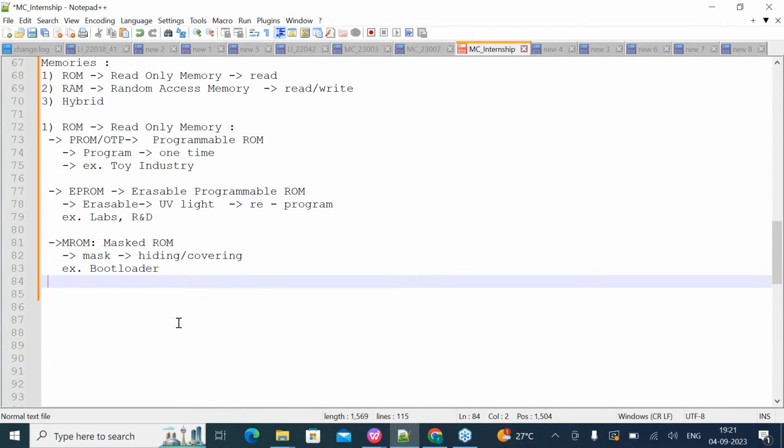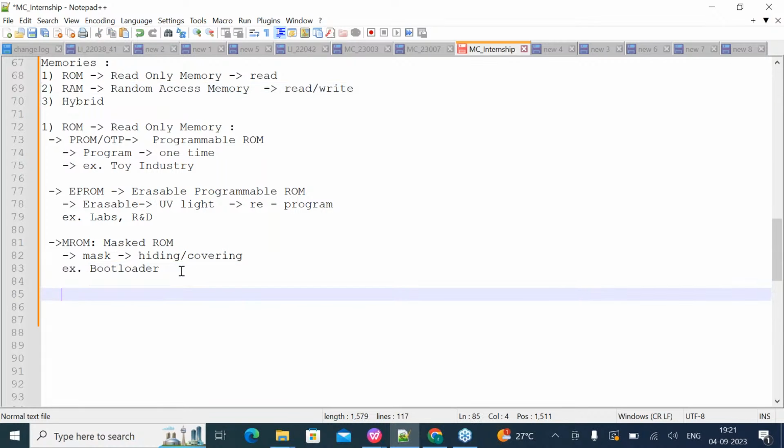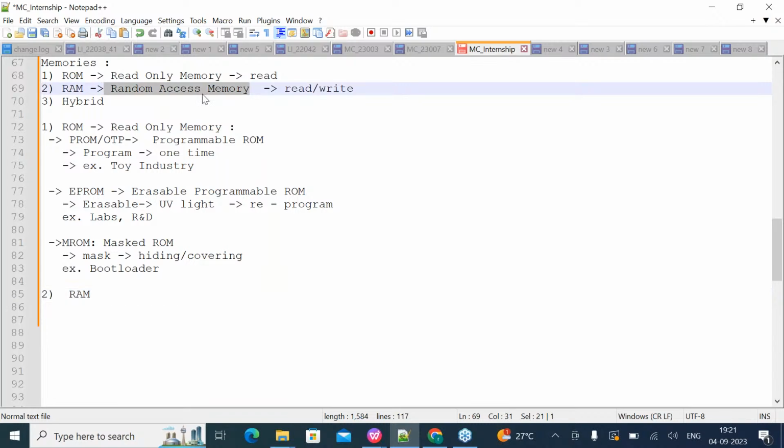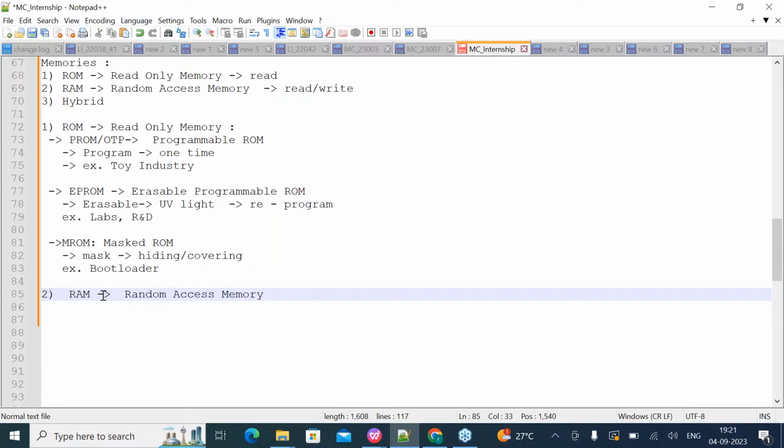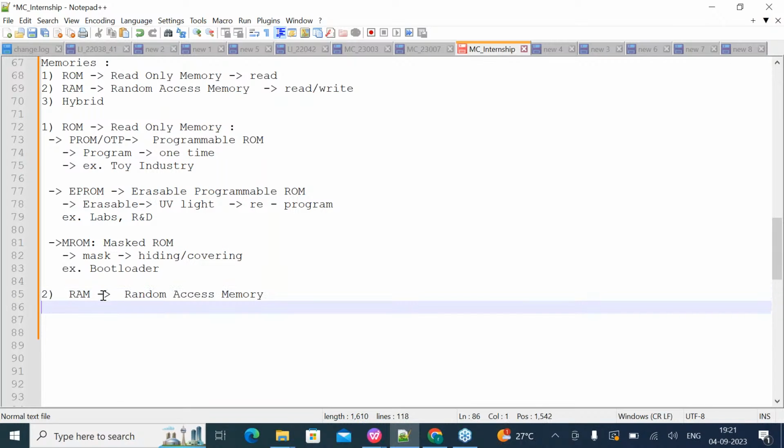Okay. So can I start with the RAM? Let me start with the RAM now. So people, RAM stands for random access memory. So how many types of RAM are there? Any idea? Two are there, right everybody?